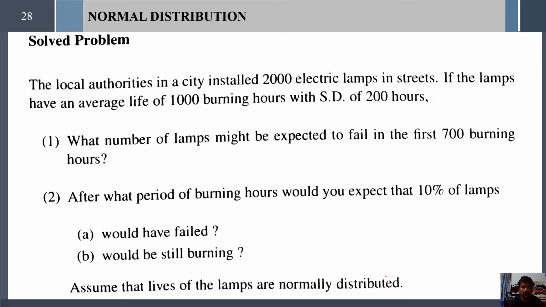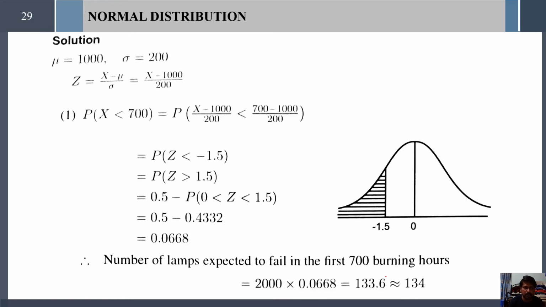Next problem. The local authorities in a city installed 2000 electric lamps in streets. If the lamps have an average life of 1000 burning hours with a standard deviation of 200 hours, what number of lamps might be expected to fail in the first 700? After what period of burning hours would you expect that 10% of lamps would have failed and 90% would still be burning? Assume the lives of the bulbs are normally distributed. This is also very simple.